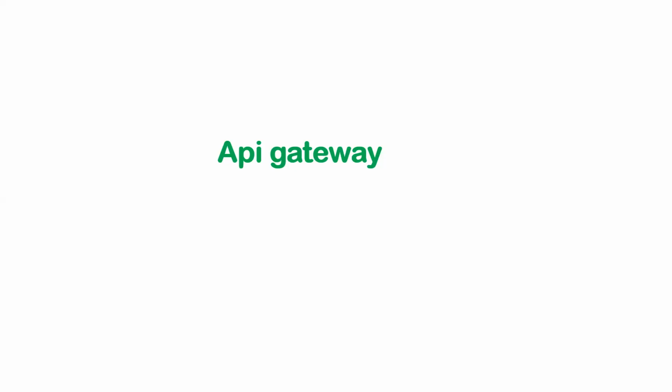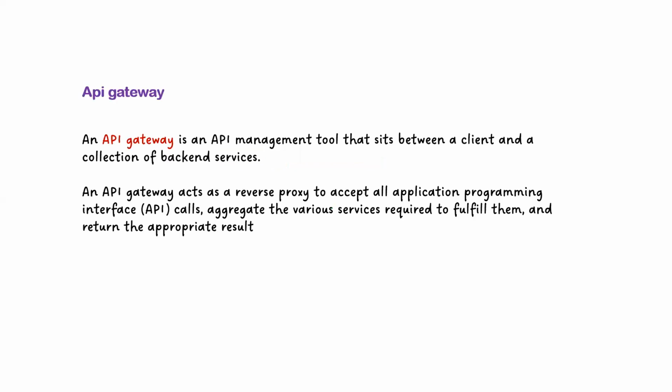Coming to the definition, an API gateway is an API management tool that sits between a client and a collection of backend services. An API gateway acts as a reverse proxy to accept all application programming interface calls and aggregate the various services required to fulfill them and return the appropriate result.